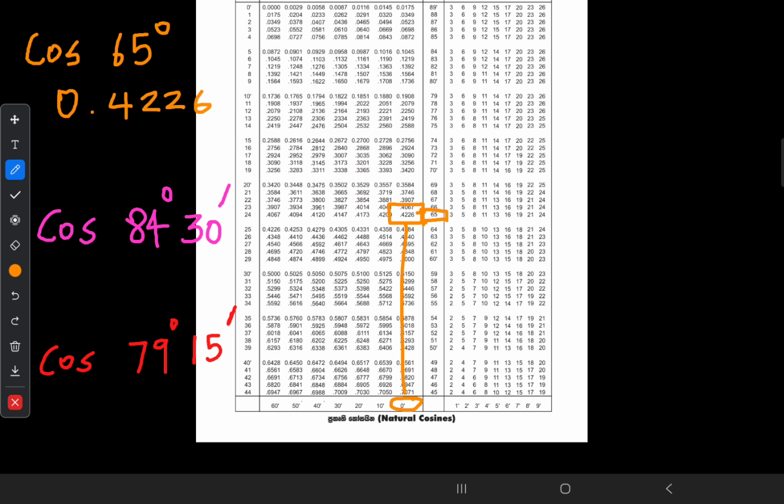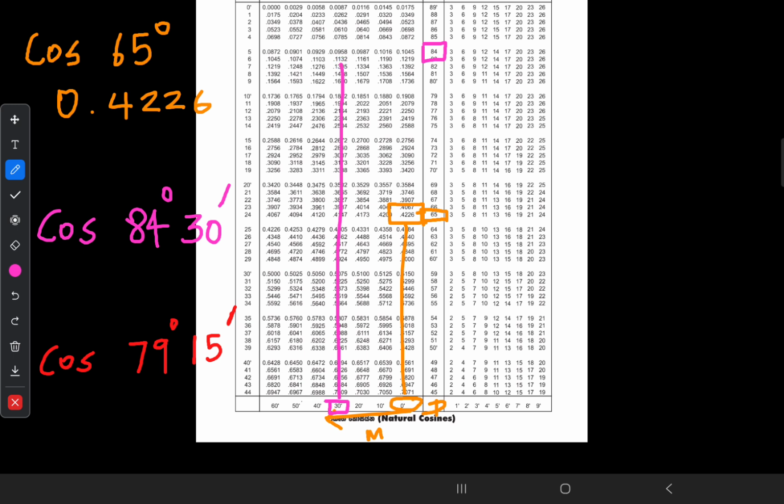In the natural sine table, from bottom to up we have cosine. Here 65 is the degree, and here we have the minute measurements: 65 degrees and 0 minutes. And the second question, 84 degrees 30 minutes. Here also from the bottom we have to identify 84 degrees. So 84 degrees is here, and 30 minutes means here.